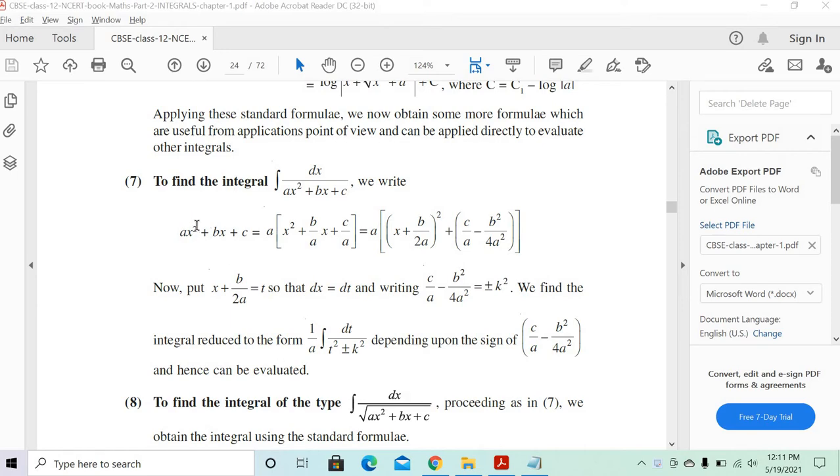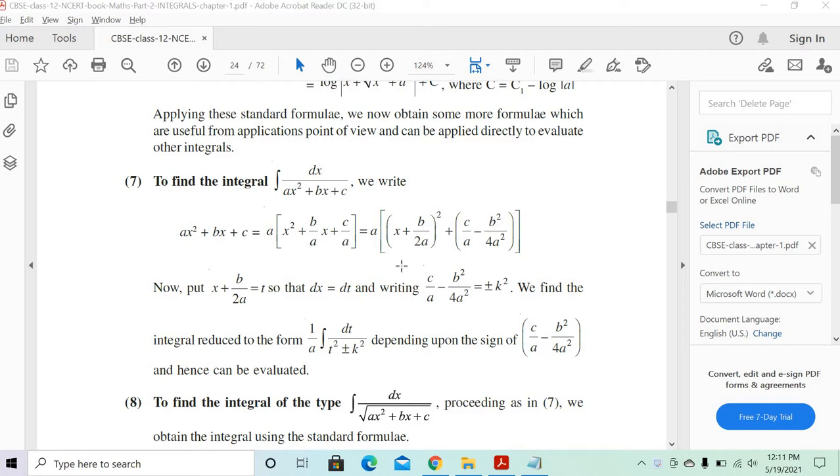Write on the seventh integral, integration of dx by ax square plus bx plus c. Just write on this part, then I'll explain what that means here. Whenever you get the form ax square plus bx plus c in the denominator, it is a quadratic, isn't it? Yeah, the denominator is a quadratic.